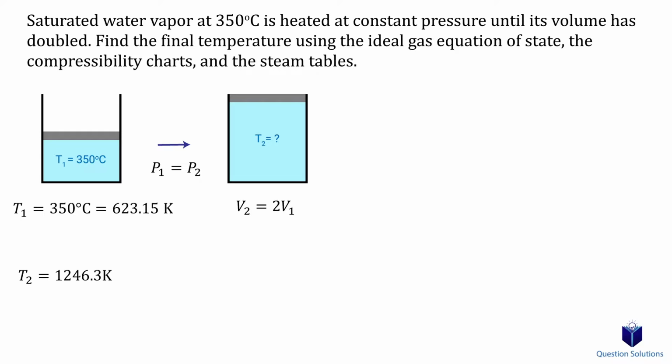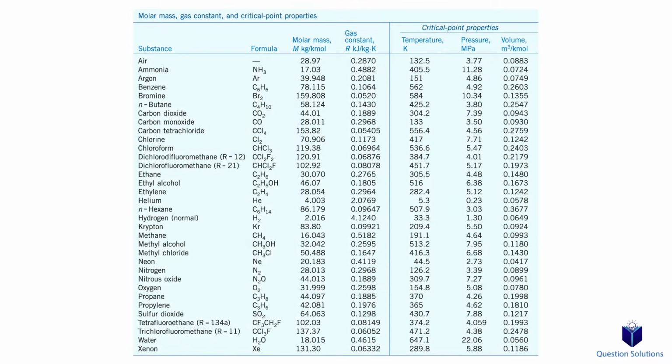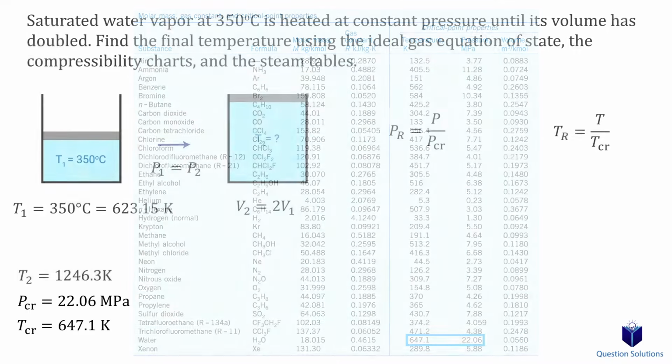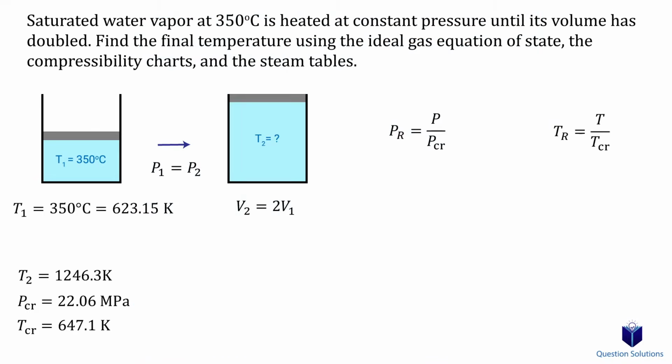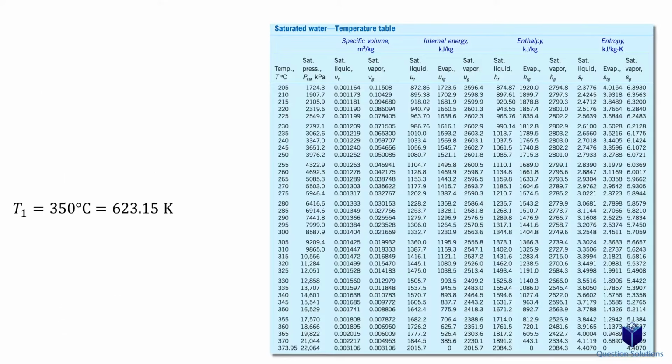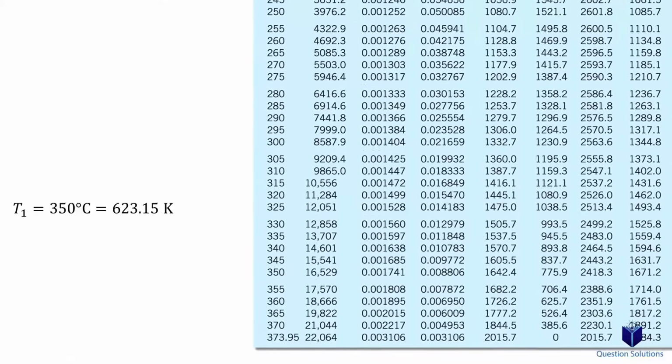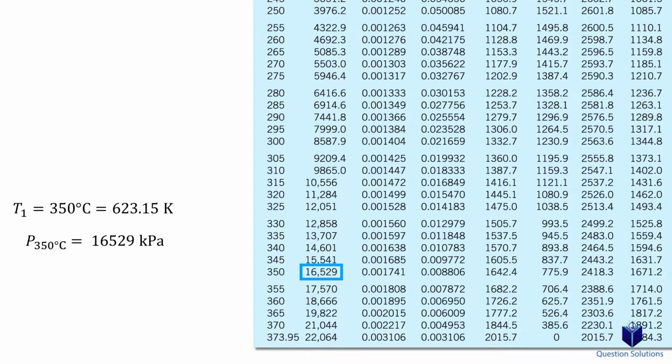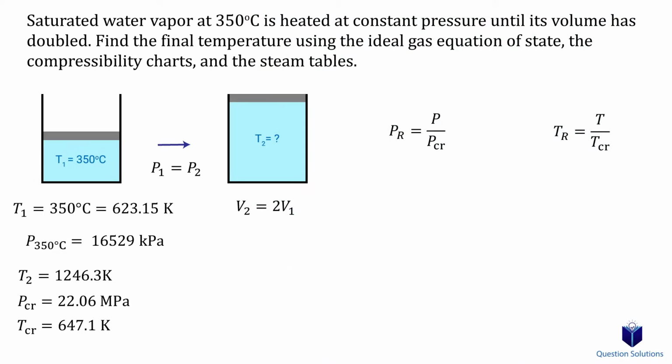The second part requires us to use a compressibility chart. So before we do that, we need to calculate the reduced pressure and temperature. For that, we need the critical pressure and temperature. So let's take a look at our table. Here are the values we need. Now we're given the temperature, but we don't have the pressure at 350 degrees Celsius. So let's take a look at the temperature table for water to find the pressure we need. And that's right here.